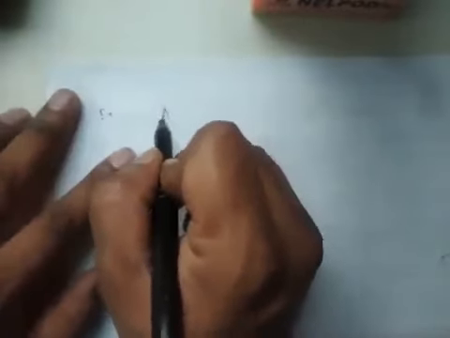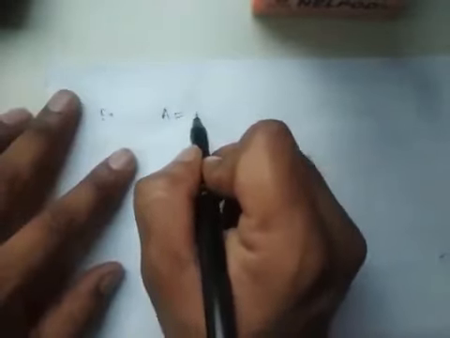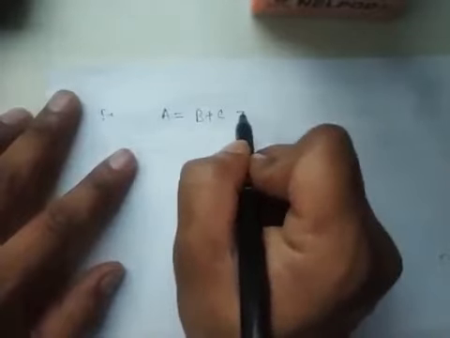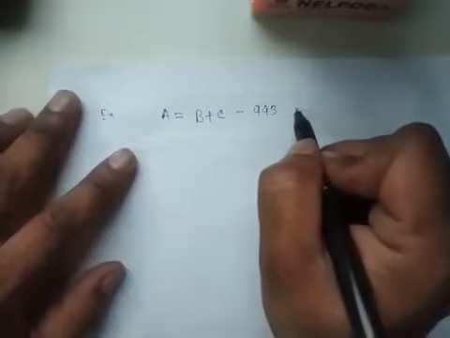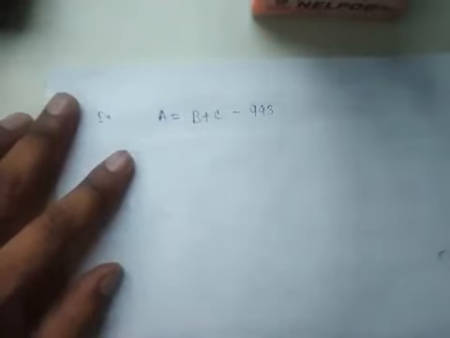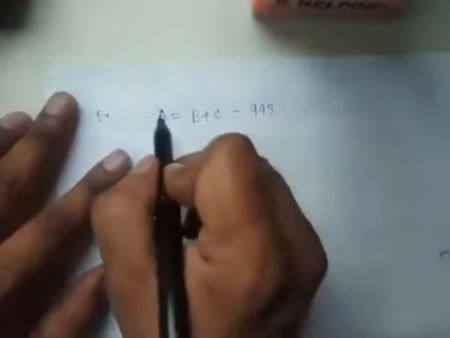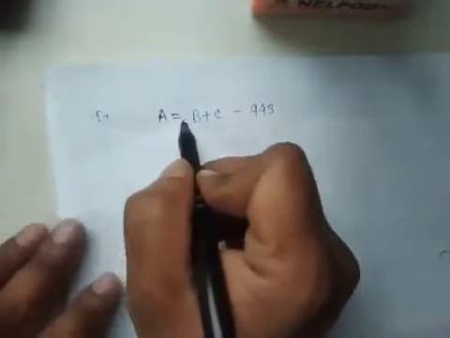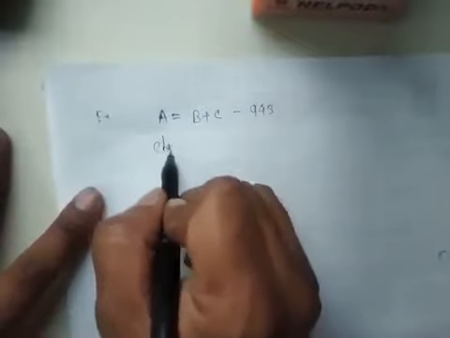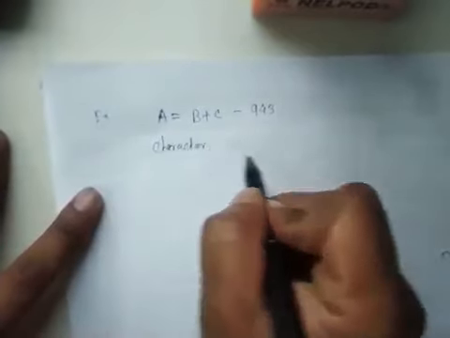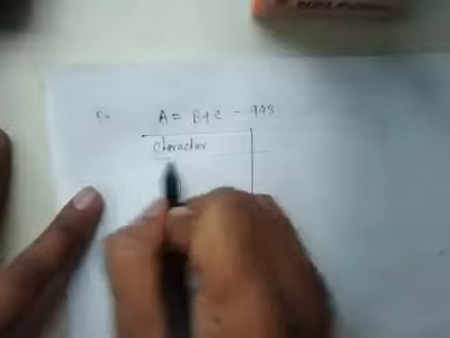For example, suppose we store in a text file: A = B + C - 943. So this is what we are going to store in a file. What are these characters? Let's see the characters and their ASCII values.